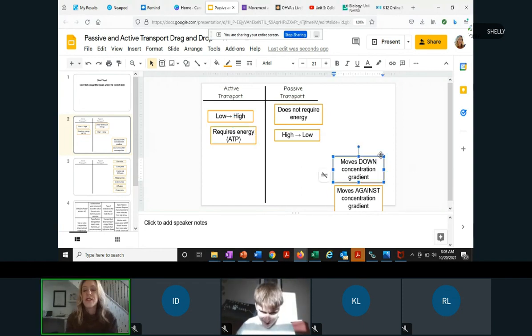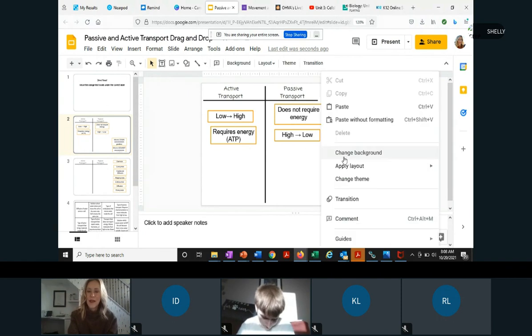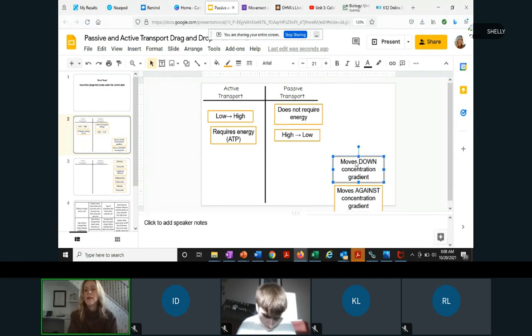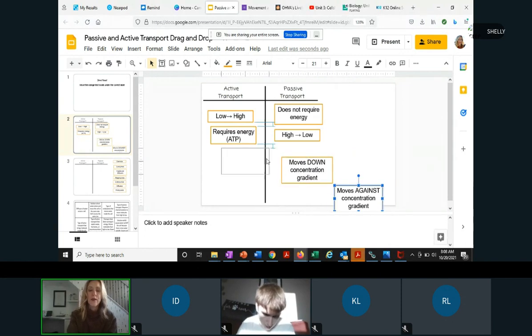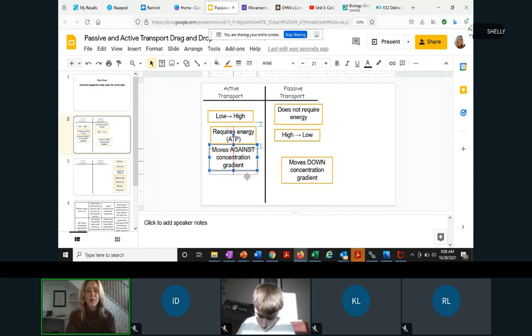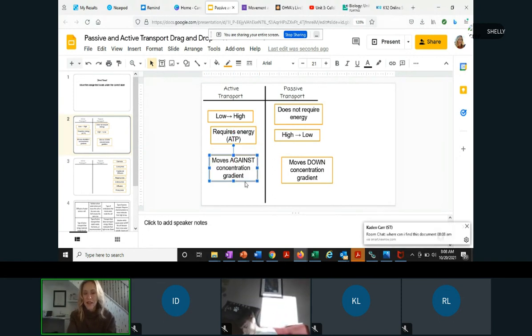All right, which one moves down the concentration gradient? Good. Passive. Active moves from low to high, which again gives away that it moves against the gradient. It requires energy, it's hard work, it's not what the molecule would typically favor.